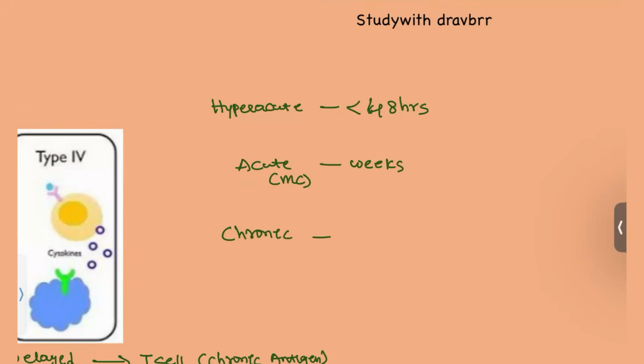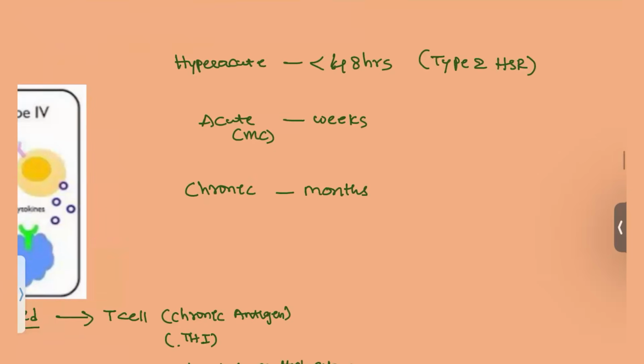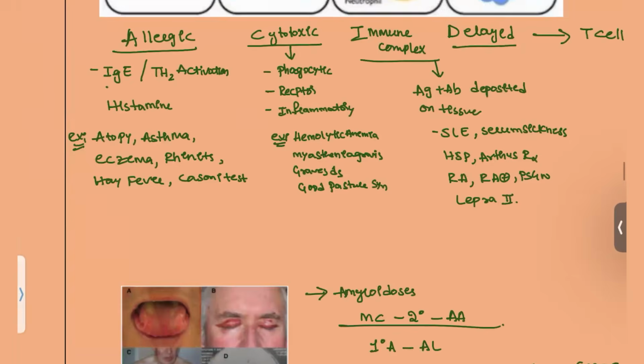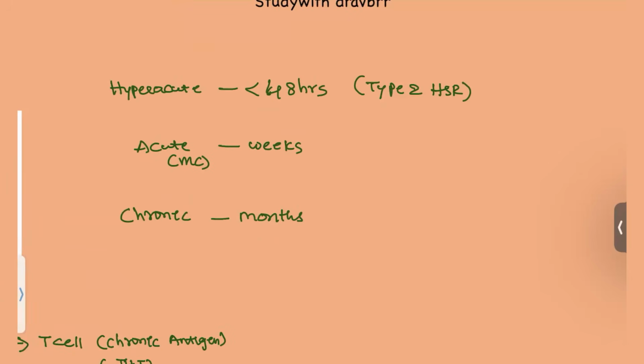It is seen in the months. Okay, months, very late. What are the reactions to this one? This is due to type 2. Okay, type 2 hypersensitivity reaction. Immediately, the cytotoxic inflammatory, what we discussed, phagocytic receptor inflammatory, a sudden surge immediately within the table also.